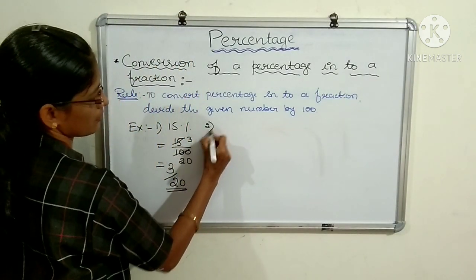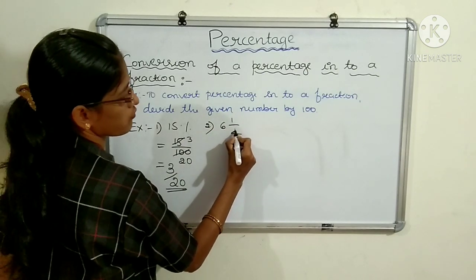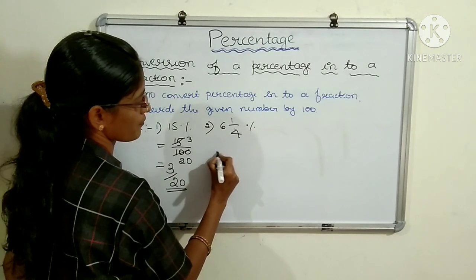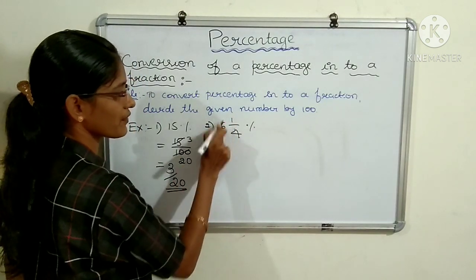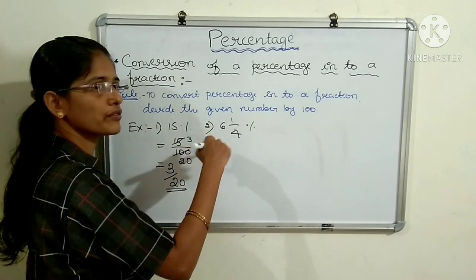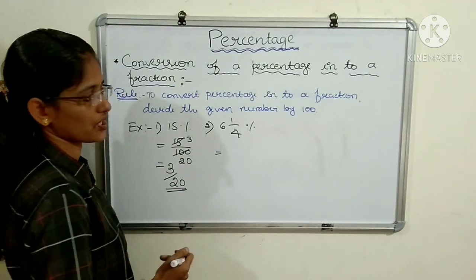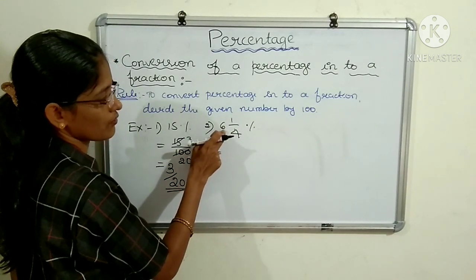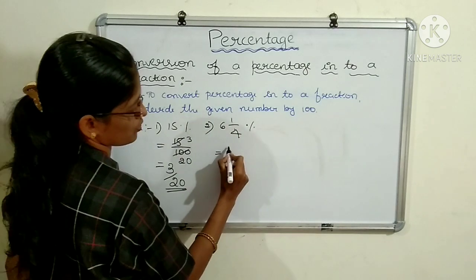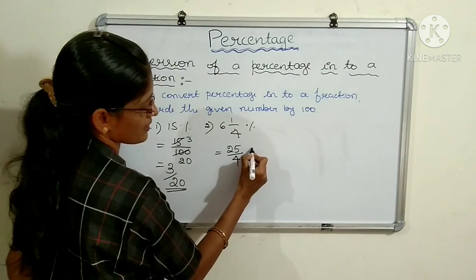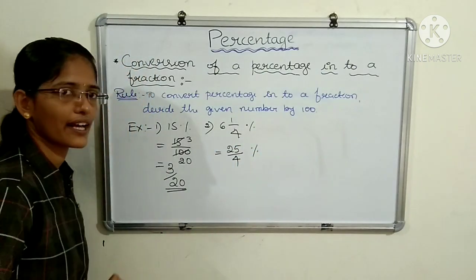Second example, 6 integer 1 by 4 percentage. How will we convert this to fraction form? First you simplify this given number. The given number is a mixed fraction. Convert the mixed fraction to an improper fraction. How to convert? 6 fours are 24, plus 1. So 25 divided by 4. The percentage symbol I will take as it is.